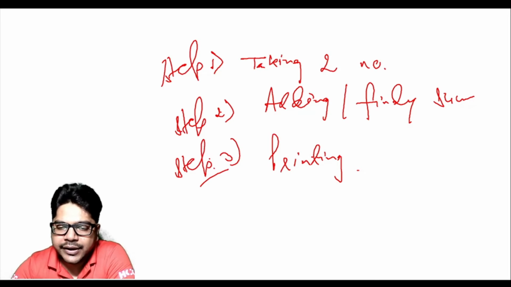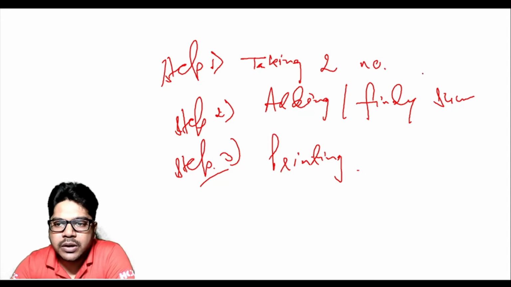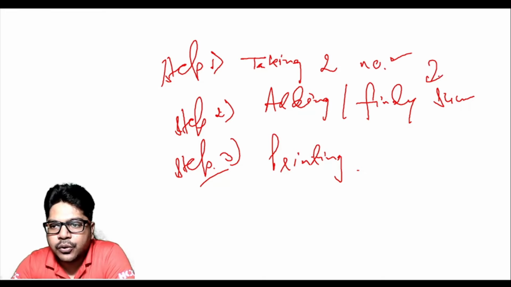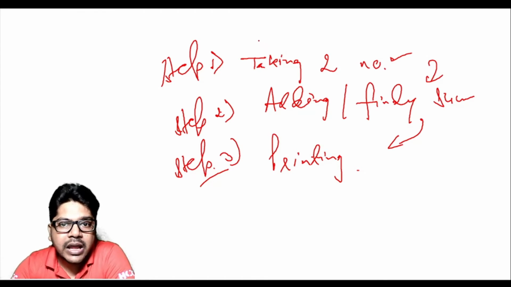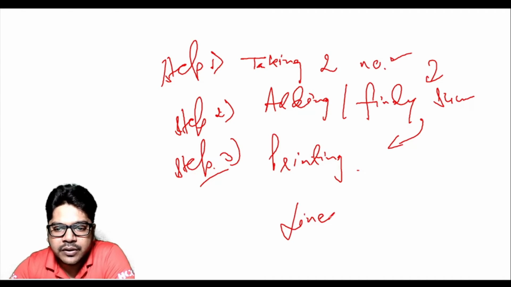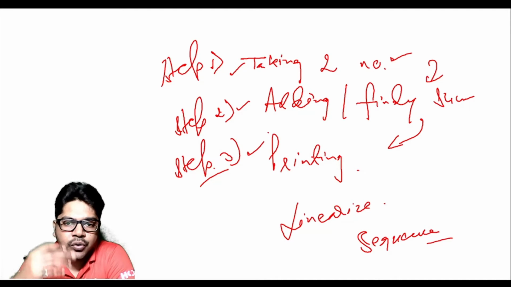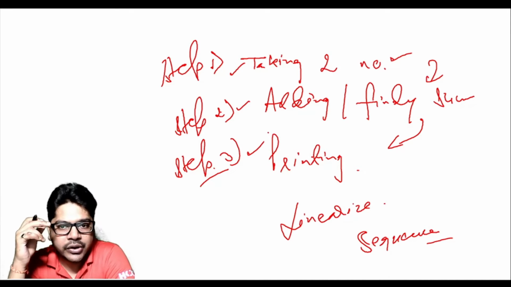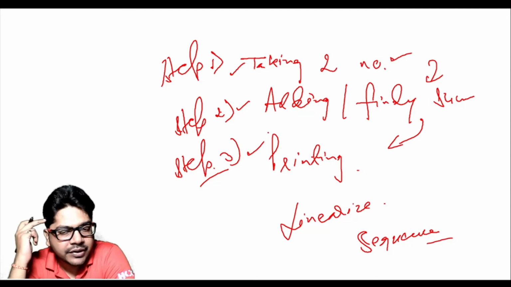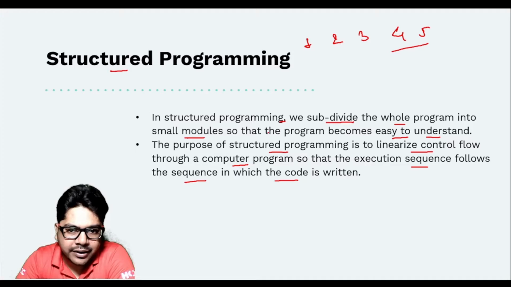And the answer is a clear no. Until and unless you have two numbers, you cannot find the sum, and until and unless you find the sum, you are not able to print it. So basically it became a sequence. There were two terms which we used: one was linearize and the other was sequence. When we are breaking down into steps, we are asking you to go point by point, linearly, one after another, and in a particular sequence. If you mess up with that, you are not going to get the result.